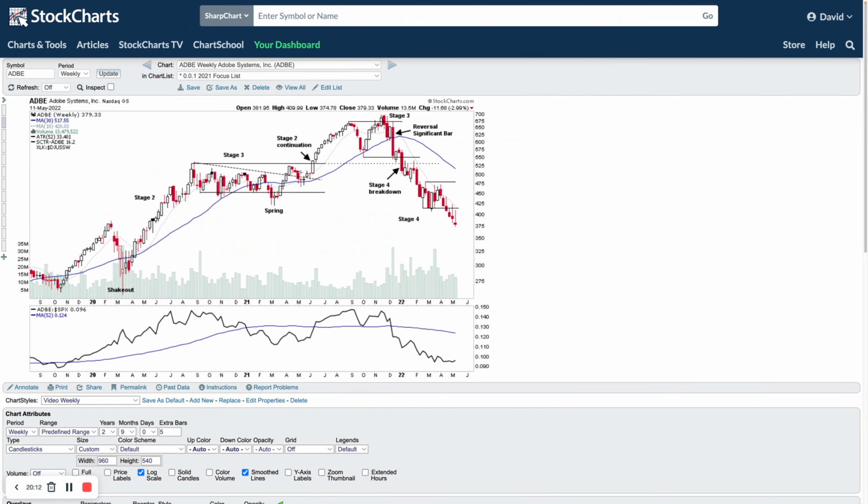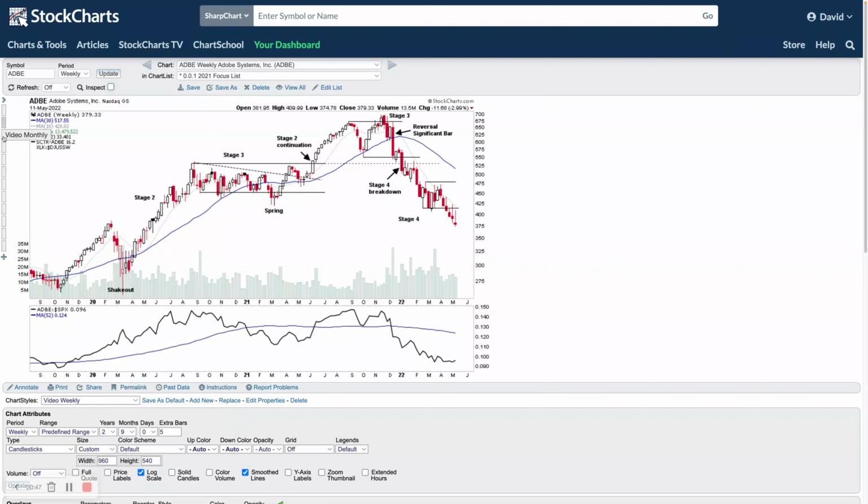Adobe, another one, is a really good example of the 4 stages, continuing in stage 4 decline at the moment. We had the stage 4 breakdown. This was one of the earliest large caps to break down. So it broke down back in early January, similar to Amazon a couple of weeks before, and has moved off convincingly. Since the highs, this is down now 45%, and since the stage 4 breakdown area here, this has moved off about 30%. So big decline for Adobe.